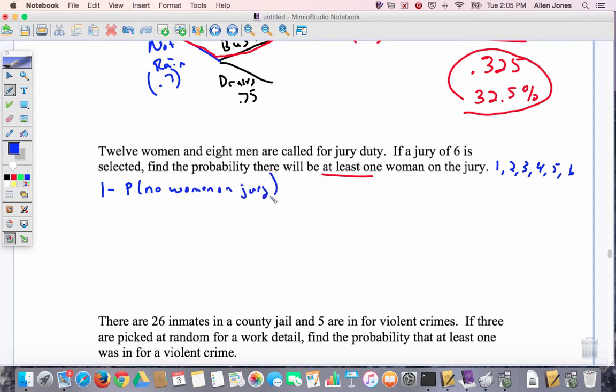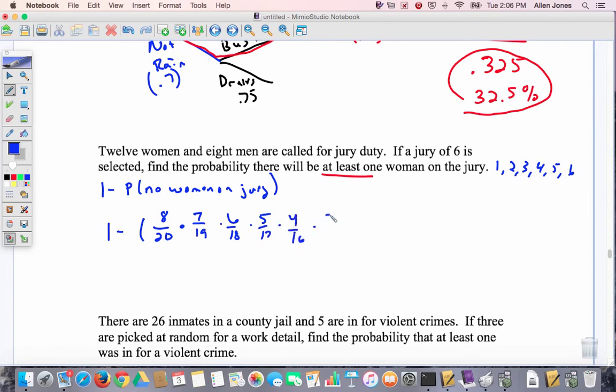So a shortcut version is 1 minus the probability of none, or in this case, no women on the jury. Okay, so at least one woman, the opposite of that is no women on the jury. So 1 minus the probability of the first juror we select not being a woman. We have 20 total people to choose from, 12 women and 8 men. Of those 20, 8 are not women, 8 are men. So 8/20ths.